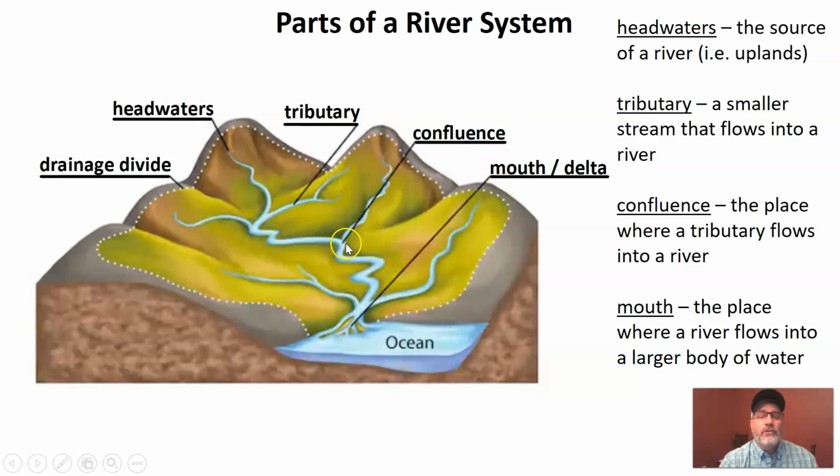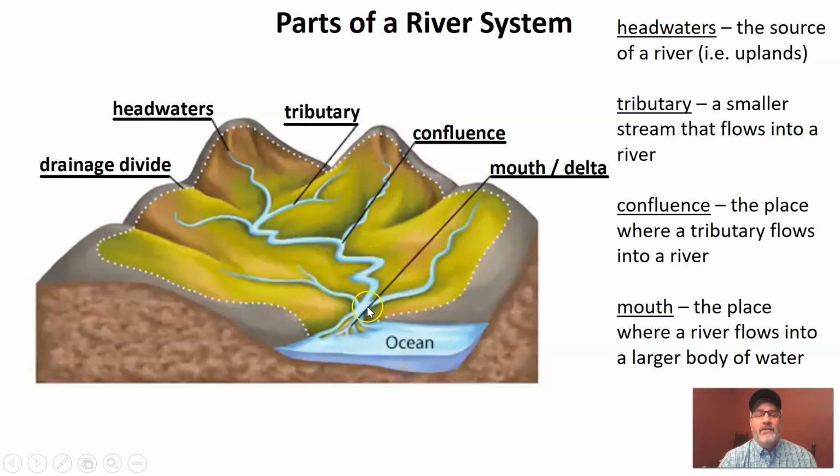The next word that I want us to look at is something called confluence. So a confluence of a river system, or a confluence of a river, is where one of those tributaries joins the main channel or the river. So here would be the confluence for this stream. Here would be the confluence for this stream. And it's just really where the tributary meets up with the main stream or the river.